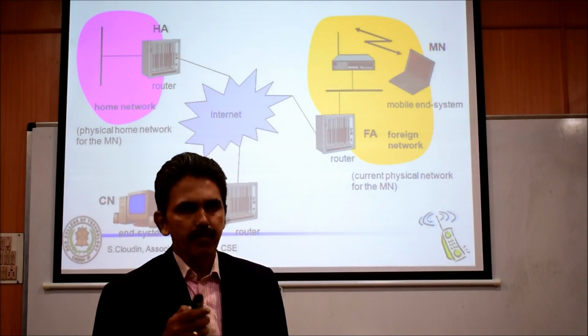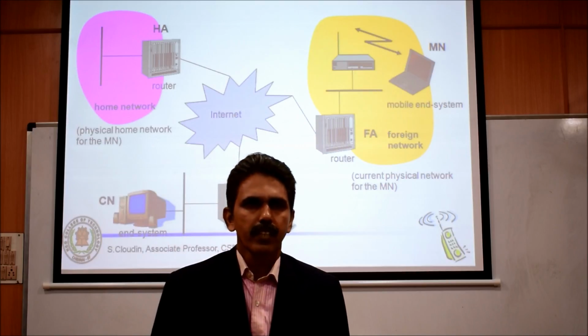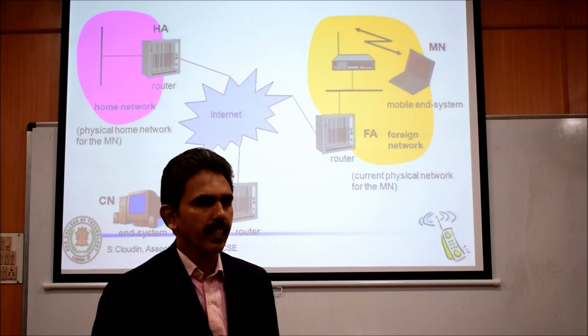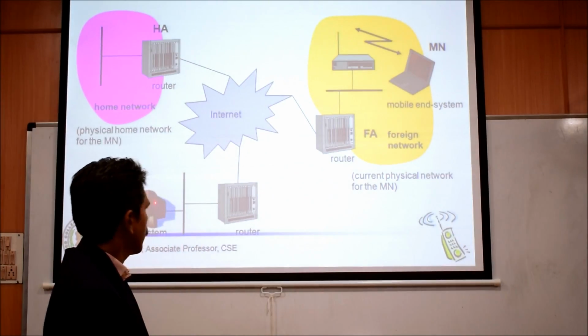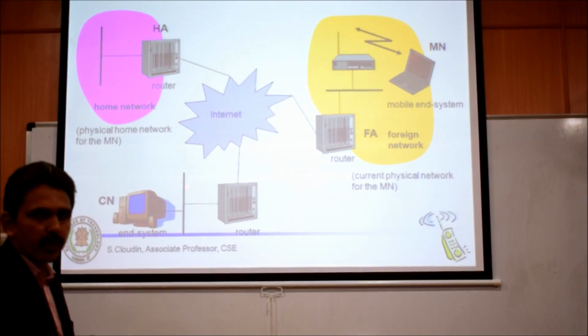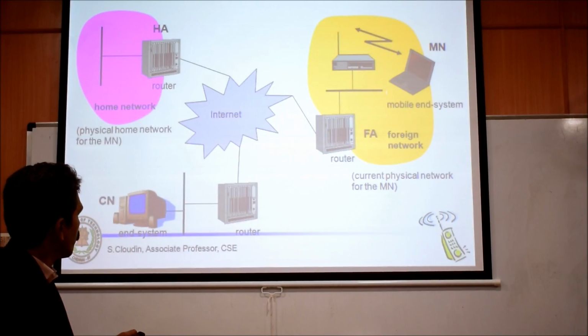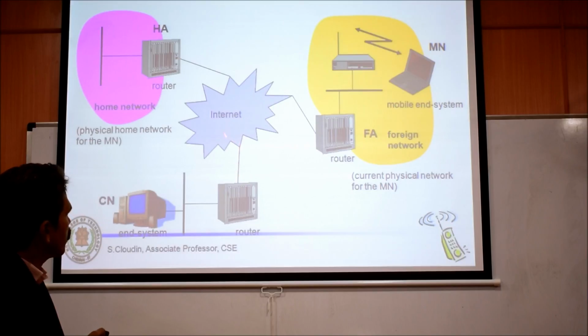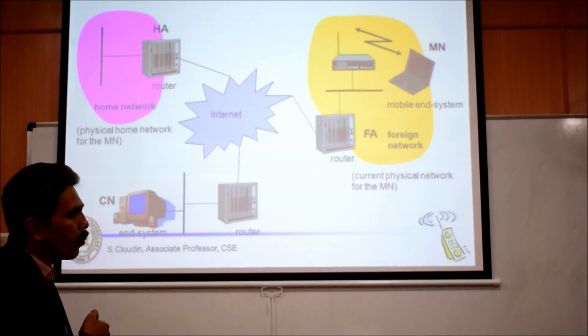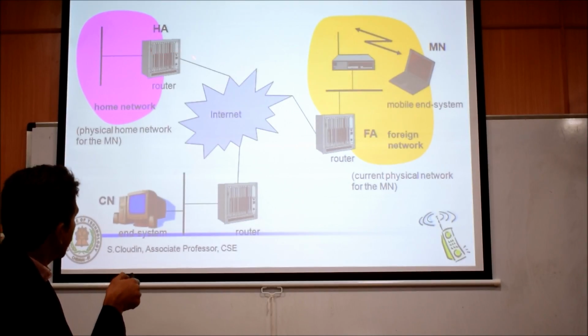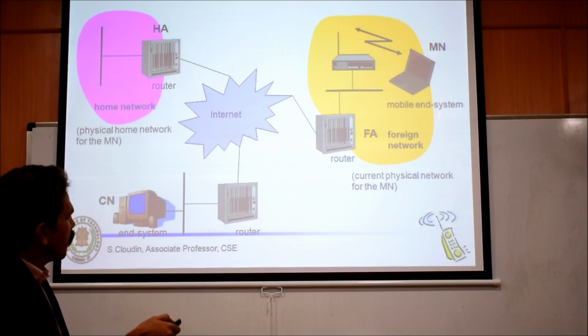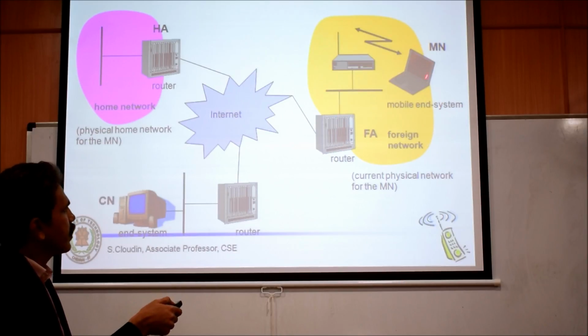So the pictorial representation of this network is given here. The CN is the end system or the node which wants to communicate with the mobile node, and it has a router. Through the router it communicates to the internet, and it goes to the home agent of the mobile node, and from the home agent the data will be transferred to the foreign agent and the data will reach the mobile node.